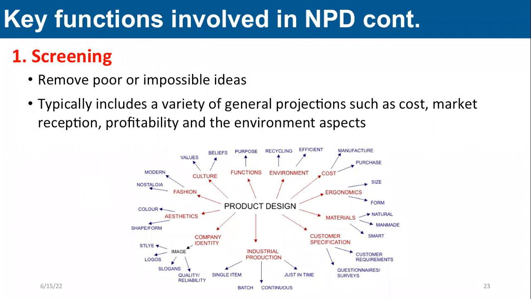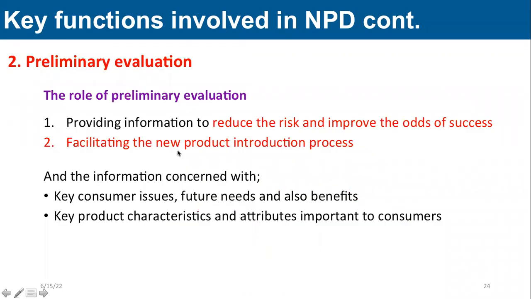Then screening. As we already discussed, screening should be conducted to remove the unnecessary data or impossible ideas. As an example, out of might be 100 ideas, we are going to select one good idea. Screening. Then primary evaluation, or preliminary evaluation.